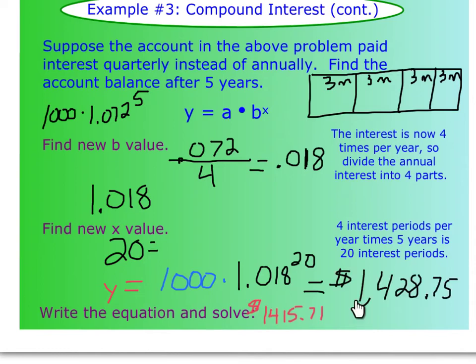We end up with $1,428.75, where on the other page we had $1,415.71. So it doesn't look like much, but if it's a bigger percent and over more years, it can add up. Compound interest usually gives you more money in the long run. You get more money if you leave it in compound rather than annual.